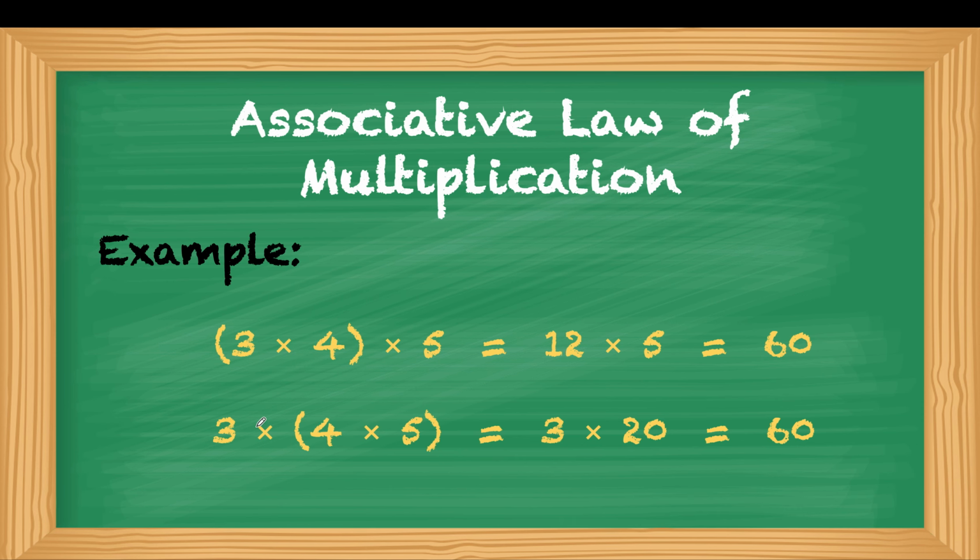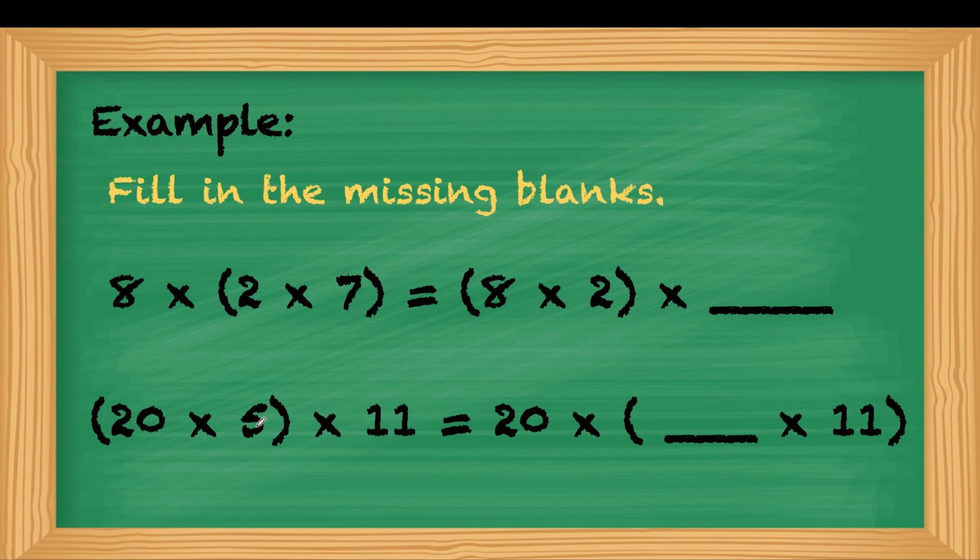Here is an example. Now, I have open bracket 3 times 4 close bracket multiplied by 5. Now, when I multiply 3 times 4, that should give me 12. And 12 times 5 gives me 60. Then I'm going to do a little regrouping. So now I have 3 times open bracket 4 times 5 close bracket, and if I multiply 4 times 5, I will get 20, and 3 times 20 gives me 60. So this shows that however we regroup them and we multiply, we will get the same product.